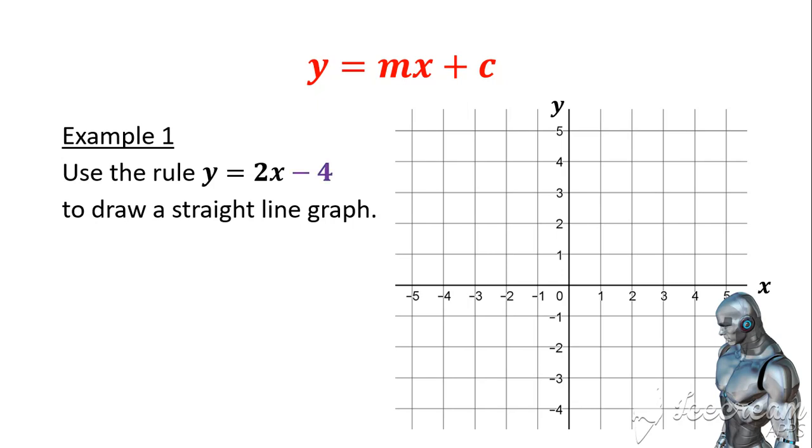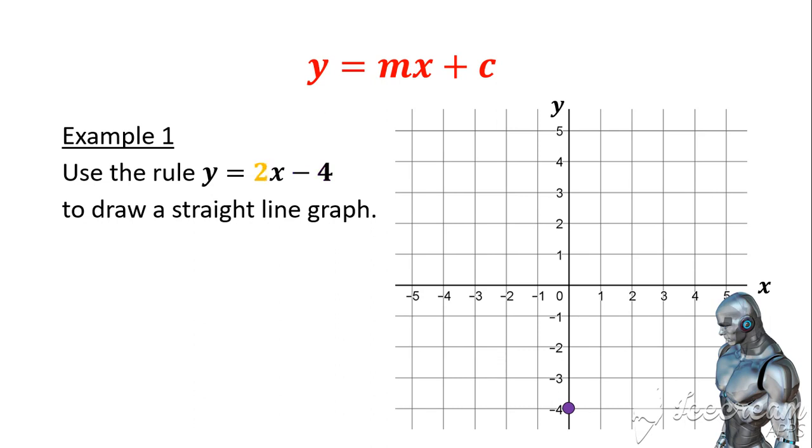Let's start off by looking at the rule and looking at the y-intercept, the number called c. In this example, it's negative 4. Now that tells us where we cross over the y-axis. So on the y-axis, I'm going to put a point at negative 4 because I know the graph crosses over at this point.